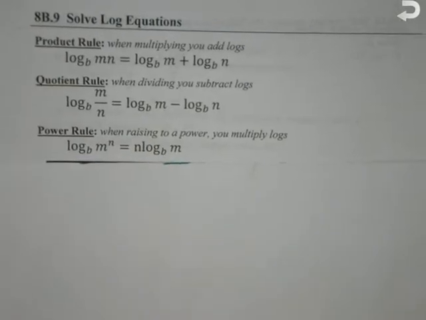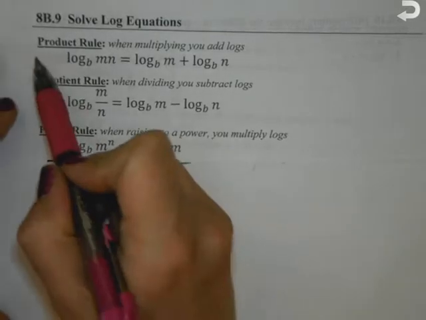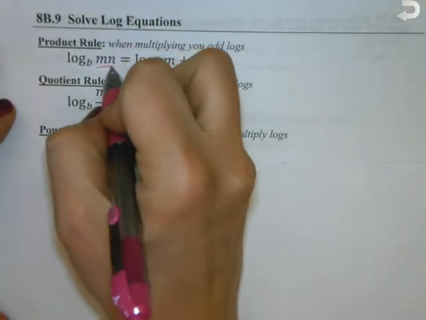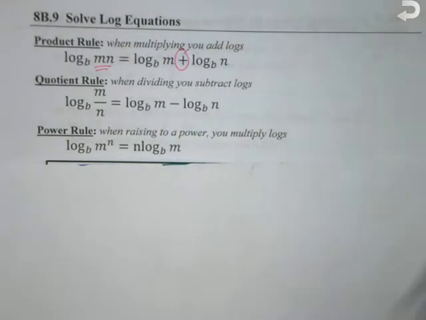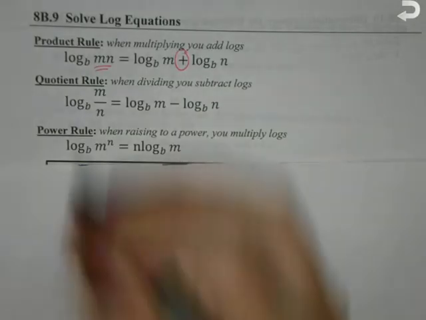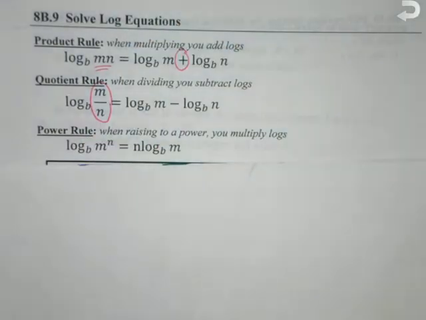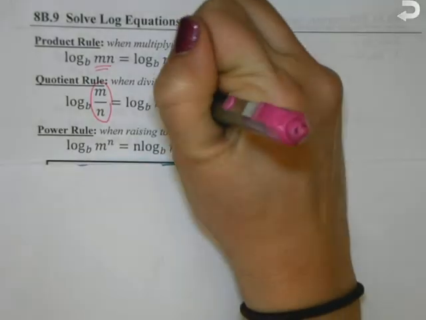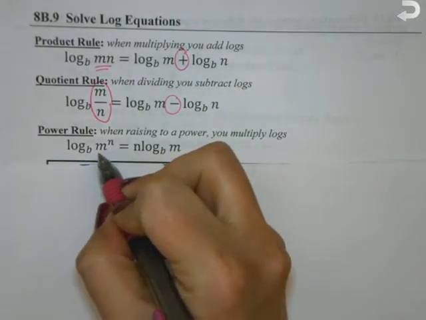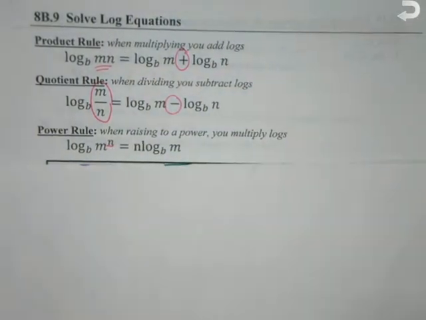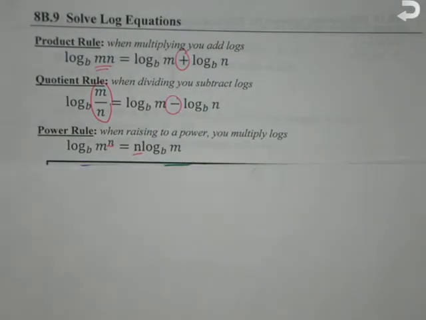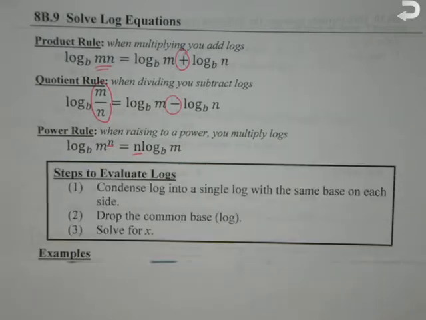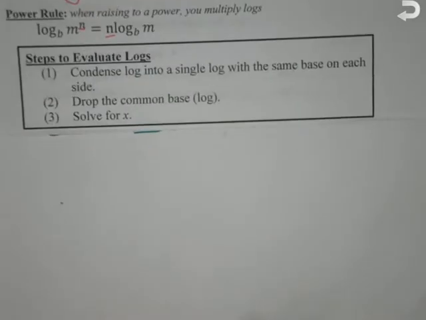You do not have to write these down because you've already written them down. Product rule: if I am multiplying inside of my log and I want to split them up, what do you do? You add them. If I am dividing inside of my log and I split them up, what do you do? Subtract. And if I have my log to a power, I can bring it down in front and multiply that times my log, okay?